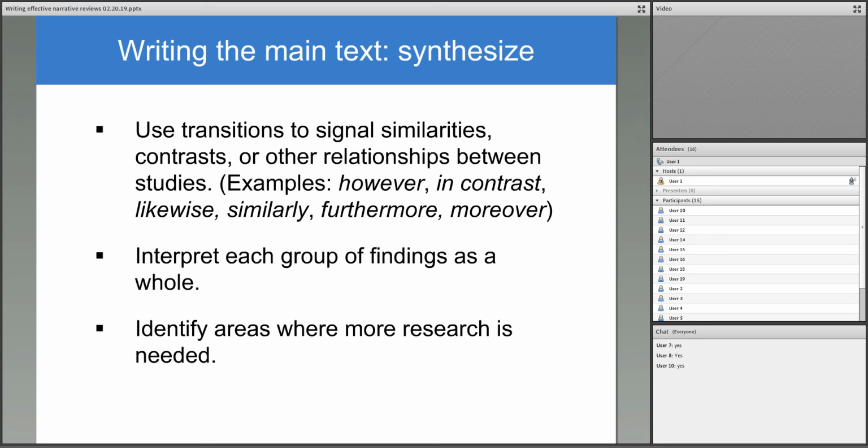Then, on the basis of your interpretation of a group of current findings, you can identify avenues for further study. You can identify these gaps either periodically throughout the main text or all in one place at the end of the main text.